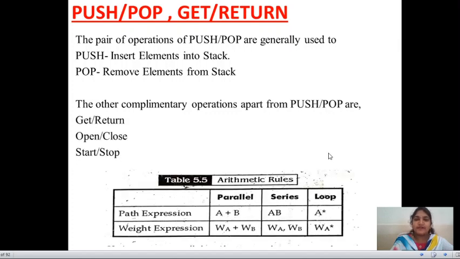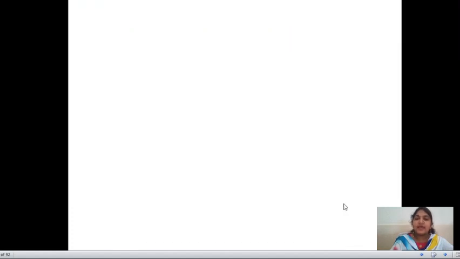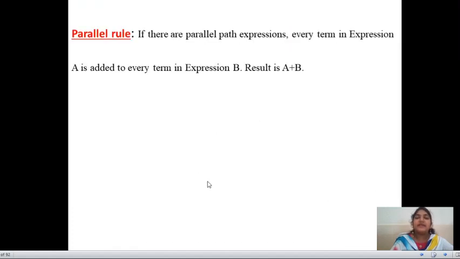So here we will see the arithmetic rules like the parallel rule, series rule and loop rule. For path expressions A plus B, AB, A star, the weight expressions are WA plus WB, the weight of expression A plus the weight of expression B. Series means the weight of expression A times the weight of expression B, and loop means the weight of A star. And this is what we can call push or pop.